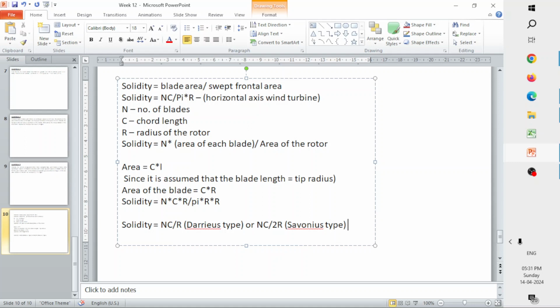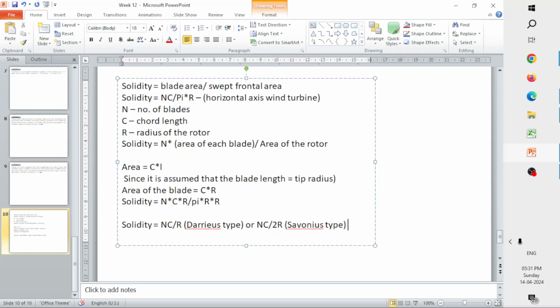Then the next one was your propeller type. In the case of the propeller type, the number of blades was in the range of, if I am not wrong, around 2 to 4 blades, and each one had a diameter much larger compared to the multi-bladed ones. Approximately, I guess it was around 80 or 100 meters in diameter.